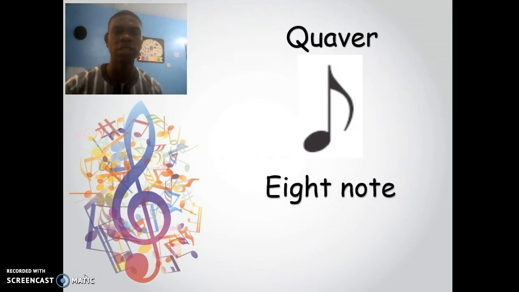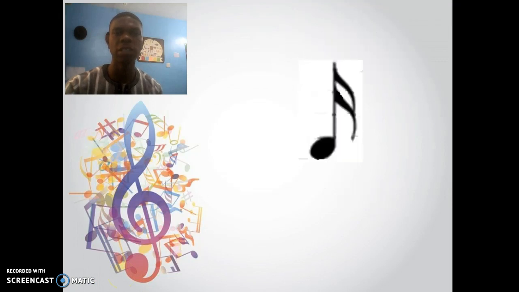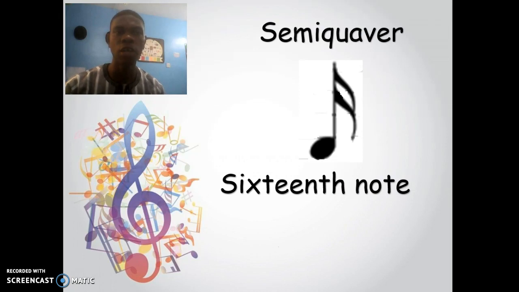The next one is the quiver note. Quiver is called 8th note. It's called what? 8th note. Remember, we are looking at the American names. So then the next one we are going to look at is the semi-quiver note. Semi-quiver note is called 16th note. It's called what? 16th note.